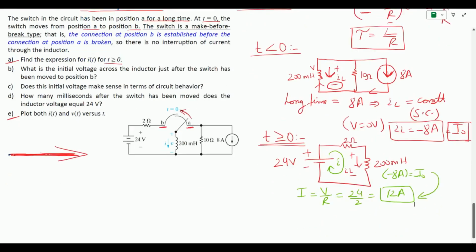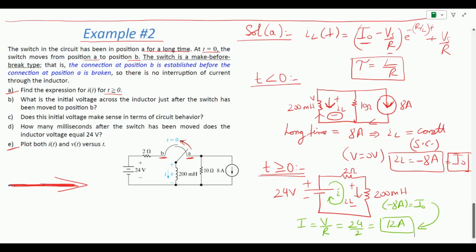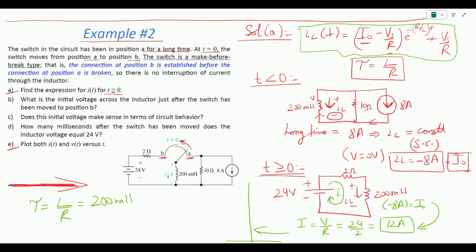Thus, we now need to find the time constant so that we can find the current based on this equation. So let us use this side over here. The time constant is the ratio of inductor over resistor. Here the inductor is 200 millihenry and the resistor is 2 ohm. So it comes out to be 100 milliseconds. So this is the time constant that we have.